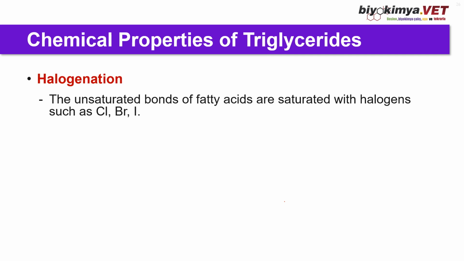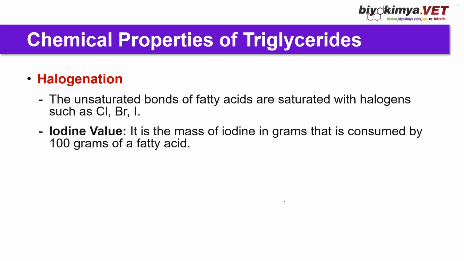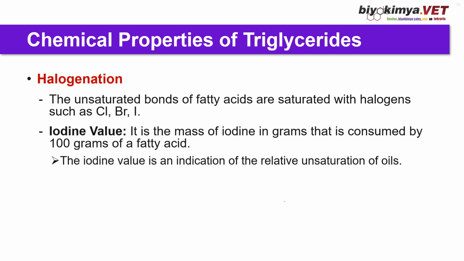Halogenation. The unsaturated bonds of fatty acids are saturated with halogens such as chlorine, bromine, iodine. And we have an iodine value. It is the mass of iodine in grams that is consumed by 100 grams of a fatty acid. The iodine value is an indication of the relative unsaturation of oils.